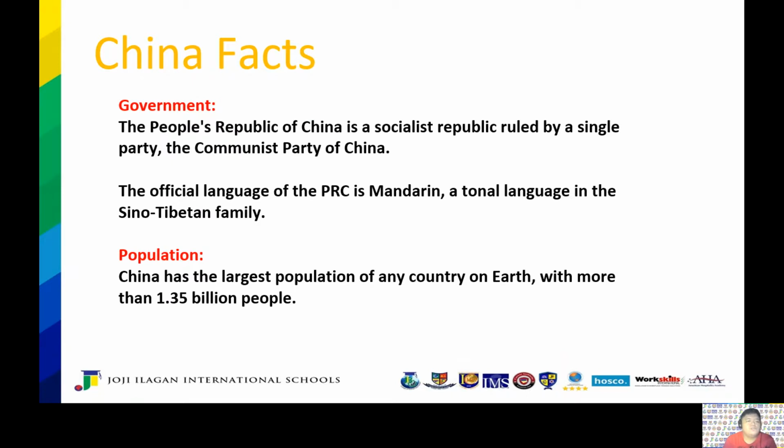So, what is the form of government in the People's Republic of China, mainland China? It's a socialist republic ruled by a single party, the Communist Party of China. The official language is Mandarin, a tonal language in the Sino-Tibetan language family. And China has the largest population of any country on earth, with more than 1.35 billion people. That's a lot of people.